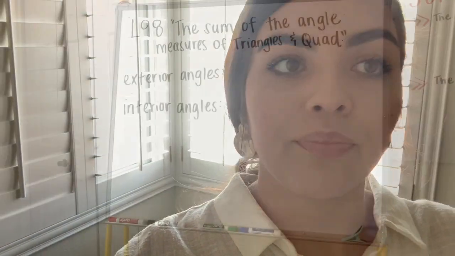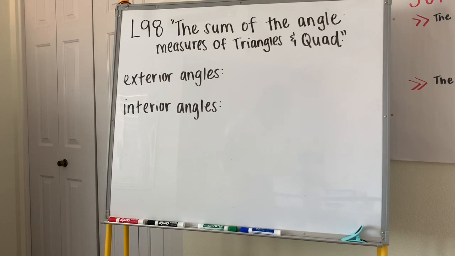Okay, for today's lesson, we are doing lesson 98, the sum of angle measures of triangles and quadrilaterals. I put the two big words that I want you to focus on today. There are a lot of things we could define here: quadrilaterals, polygons, triangles, but I want you to focus on exterior and interior angles.